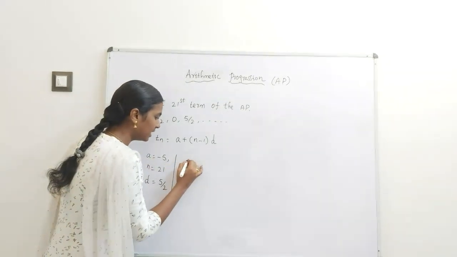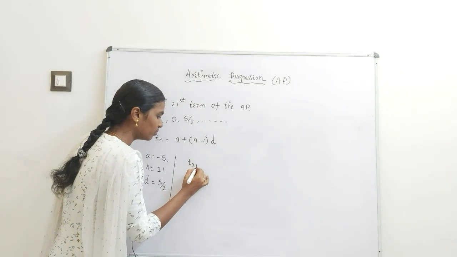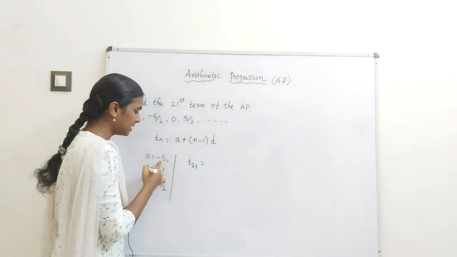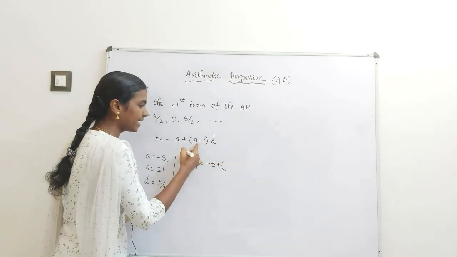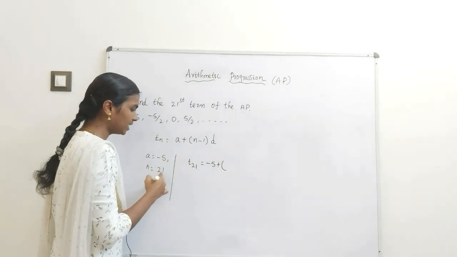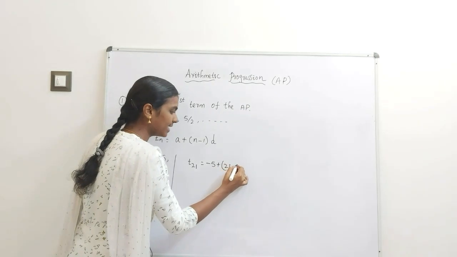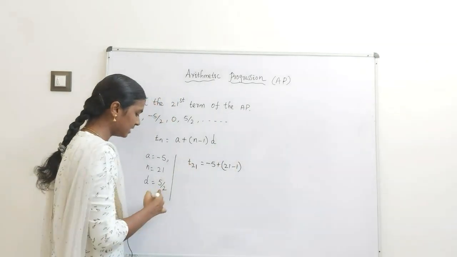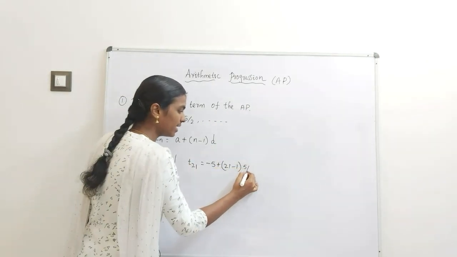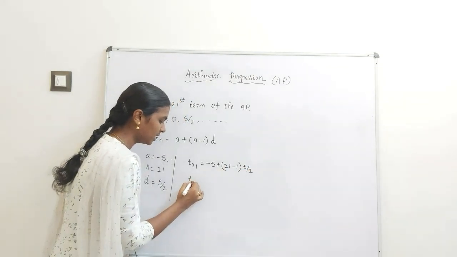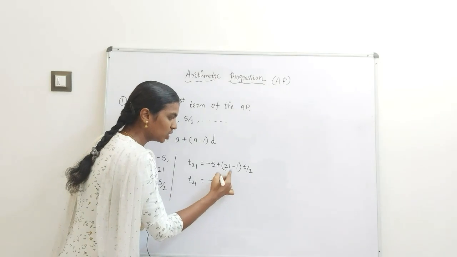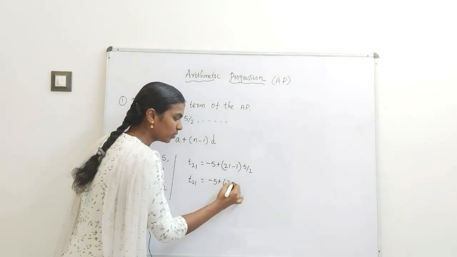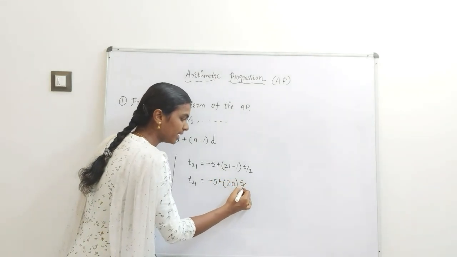So Tn, T21 equal to a. What is the a value? Minus 5 plus n minus 1 into d. What is the n? 21 minus 1 into, what is the d value? 5 by 2. Now T21 equal to minus 5 plus 21 minus 1, 20, into 5 by 2.